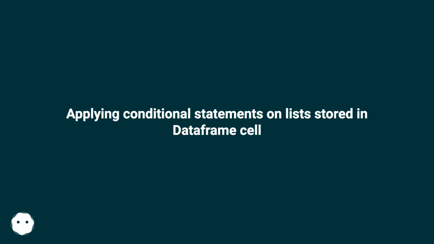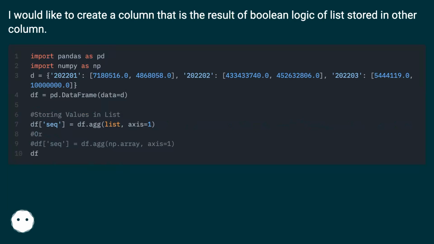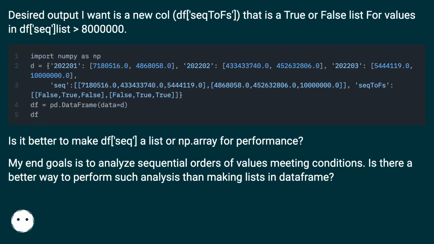Applying conditional statements on lists stored in a DataFrame cell. I would like to create a column that is the result of Boolean logic of a list stored in another column. The desired output I want is a new column, df['sectors'], that is a true or false list for values in the df['sec'] list that are greater than 8 million.